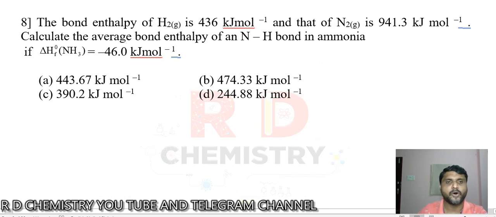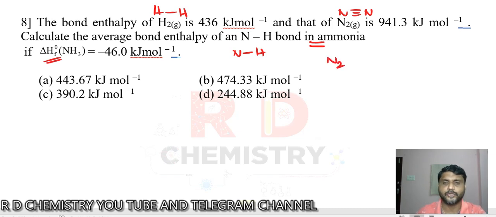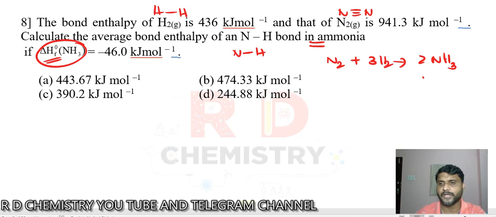Question number 8. Bond enthalpy of the hydrogen molecule is given. That of the nitrogen is given. And calculate the bond enthalpy of the nitrogen-hydrogen bond in ammonia. And delta H f naught for the formation of ammonia is given. Suppose N2 plus 3 moles of hydrogen gives 2 moles of ammonia. But they mentioned formation of ammonia, so 1 mole of ammonia should be formed.